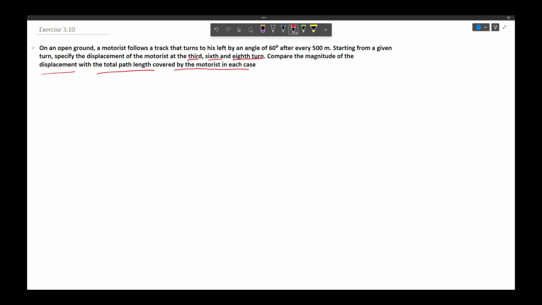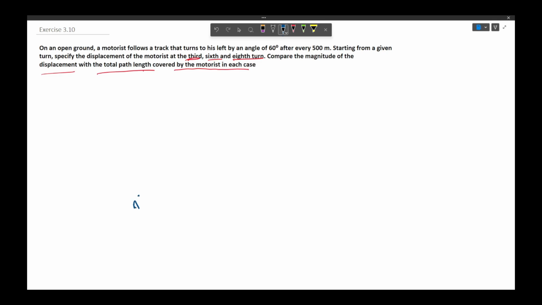So we have to calculate the magnitude of displacement as well as path length or the distance from the starting point at third, sixth and eighth turn. So let us create the trajectory of the motorist.